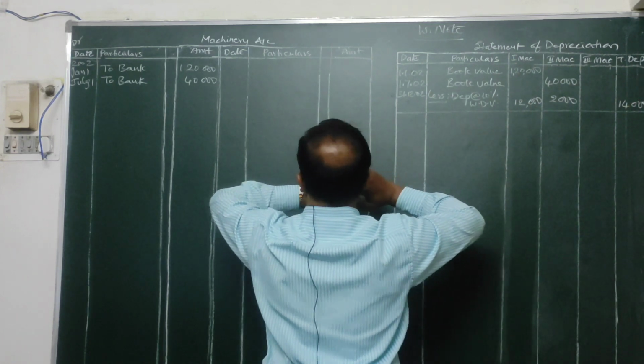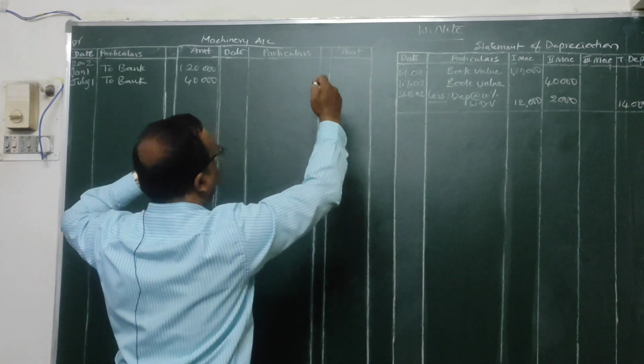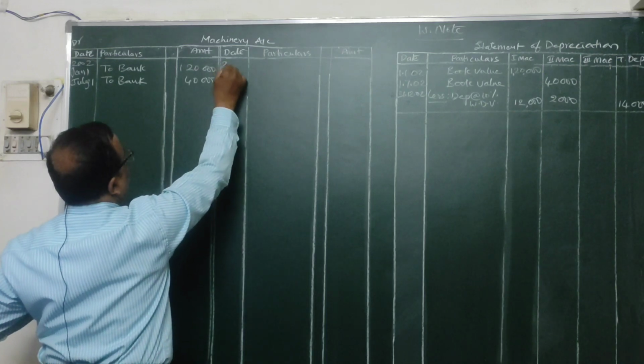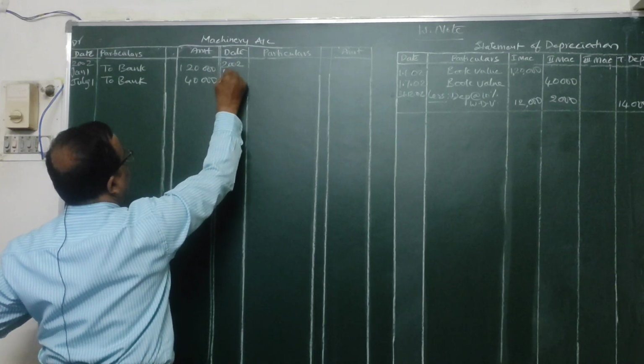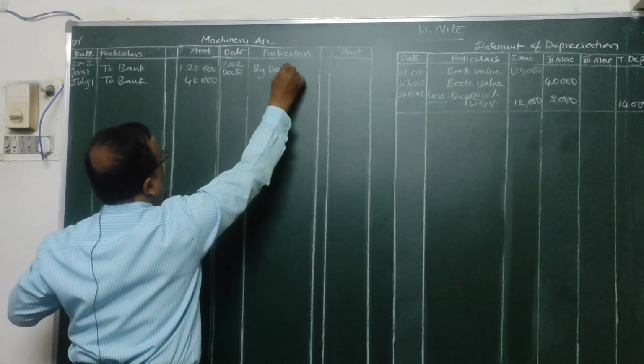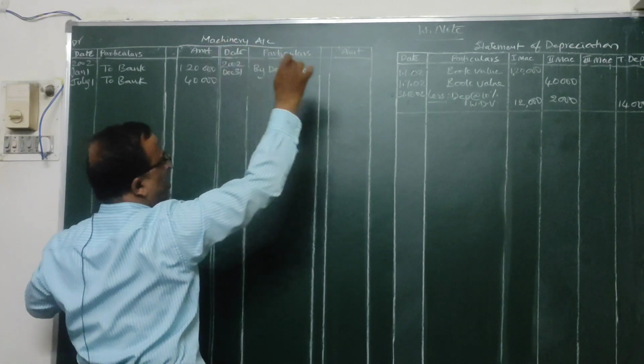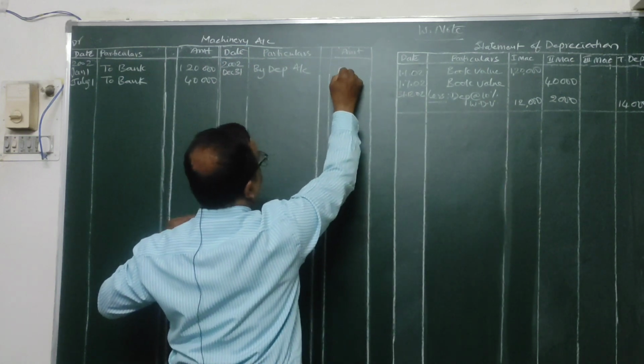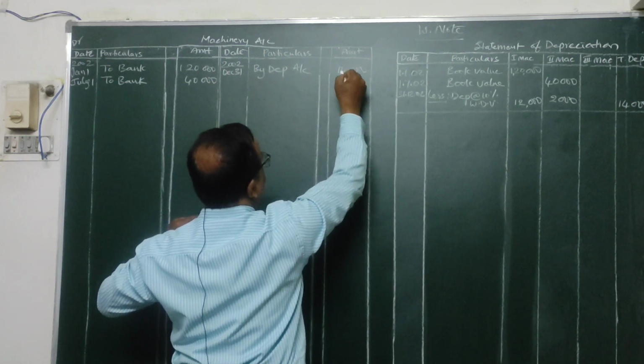Now observe here. For depreciation, let's write one entry on this date. On 2002 December 31st, we are going to write depreciation. Our entry will be depreciation account debit to machinery. So totally 14,000 depreciation you are going to write.